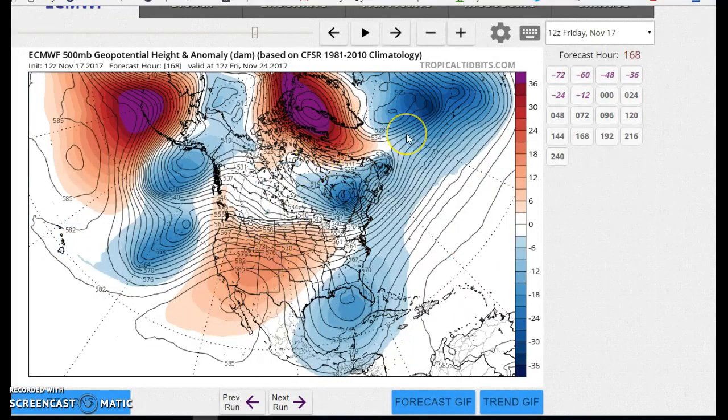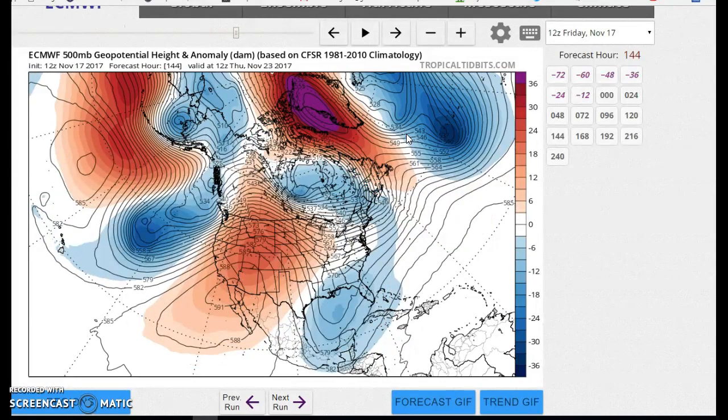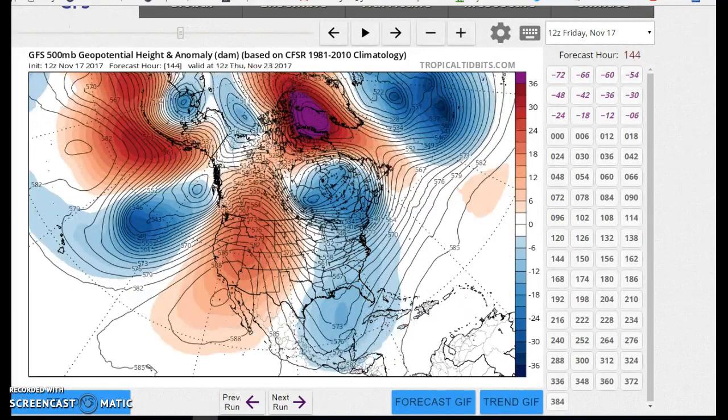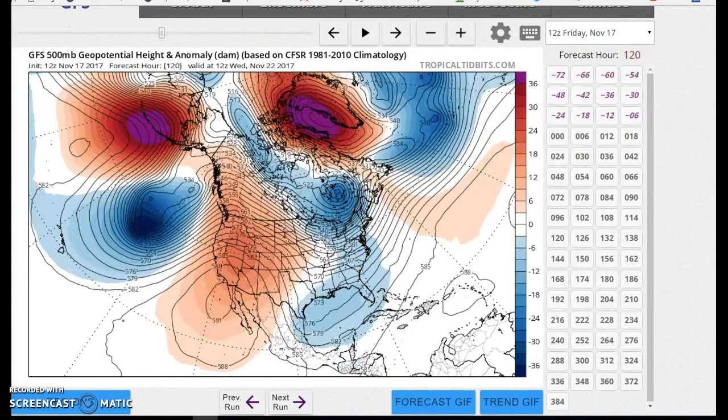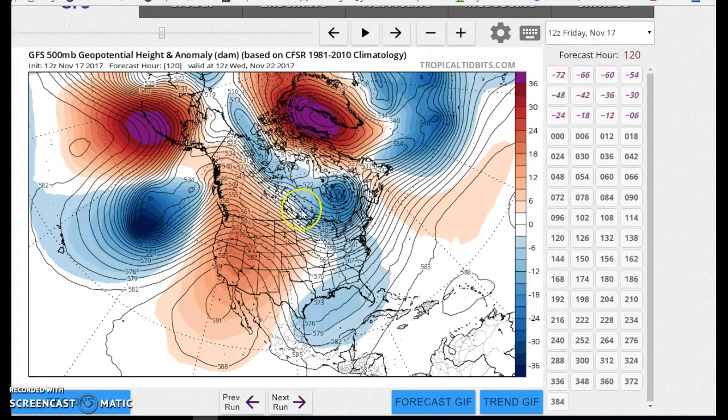And the Euro, which will be 24-hour increments here, has the same thing. You've got a huge block on the west side of Greenland. I mean, maybe you can find slight differences where the block is ever so slightly more to the east on the Euro there. But the main idea of a big block is in place on both models.